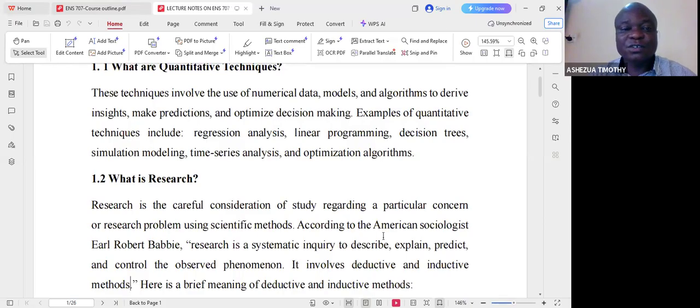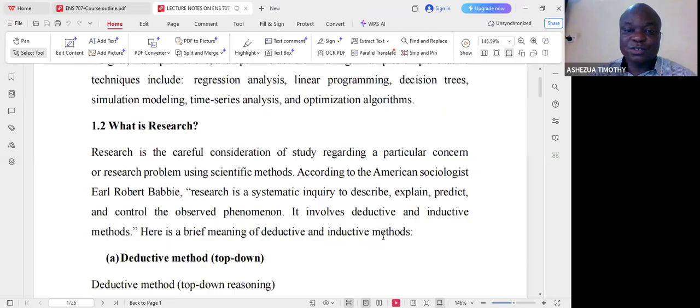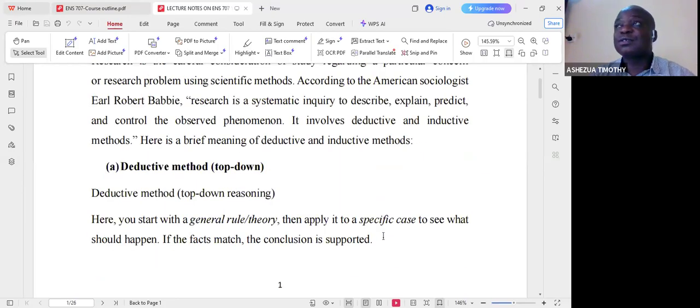And this often involves deductive and inductive methods. What is deductive and inductive method? Here's a brief meaning of deductive and inductive method. Deductive method generally is from top to bottom. What do we mean by top to bottom? Here, you start with a general rule or theory and then apply it to a specific case. See what will happen.